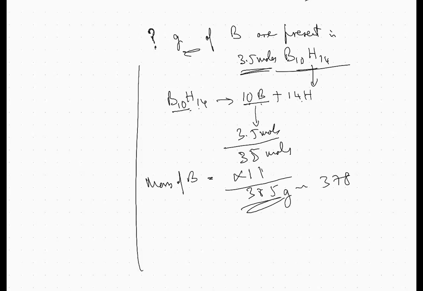B10H14, 1 mole, you can see the mass of boron there. You can get the molar mass and the mass of boron, and then multiply by the moles value. So if I'm going to see the molar mass of B10H14, it will be 35 times 10 plus 1 times 14. Okay, so 350, 364 grams.